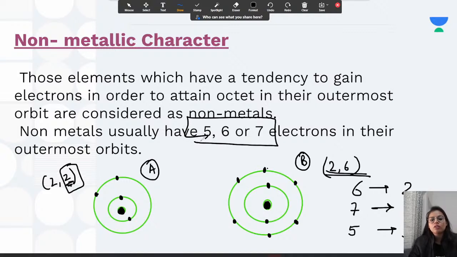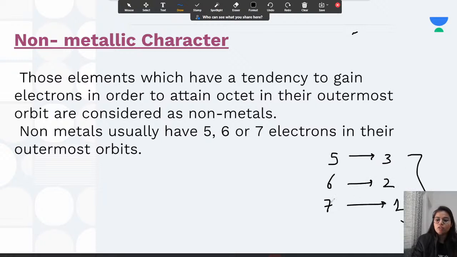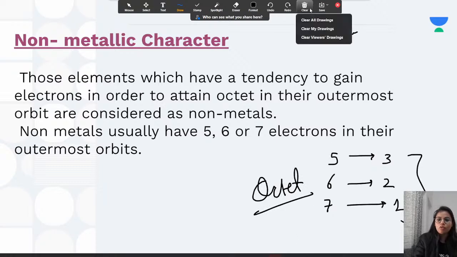And why are they called non-metals? Because they are gaining electrons to achieve a stable configuration, that is the stable configuration of octet, 8 electrons in their outermost orbit. So either 5, 6 or 7 electrons in their outermost orbit, to gain 3, 2 and 1 respectively to have an octet configuration. I hope you got it.